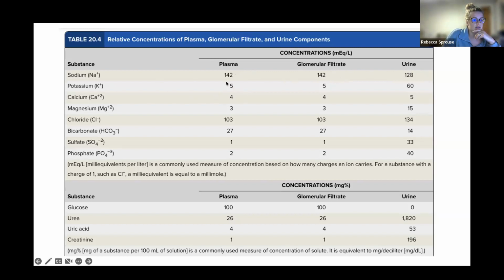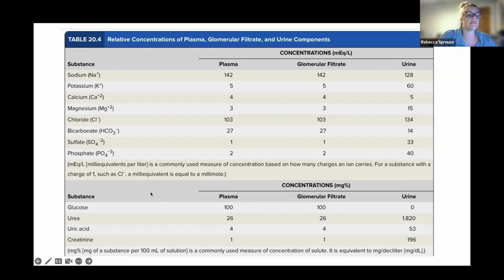Potassium, plasma. Let's say our level's 5. All of that was filtered in the glomerulus, but we're actually going to urinate 60, which means that a lot of potassium was secreted at the very end of the nephron from the bloodstream into the urine. One that I want to look at here is glucose. Let's say our glucose level was 100. All 100 units of that was filtered out in the glomerulus into the tubular system, and none of it ended up in the urine, which means all of it was reabsorbed into the body. Urea, our level is 26 in our bloodstream. Our kidneys filtered out all 26 units, but we actually excreted 1,820 units, which means there's a lot of secretion going on as well.